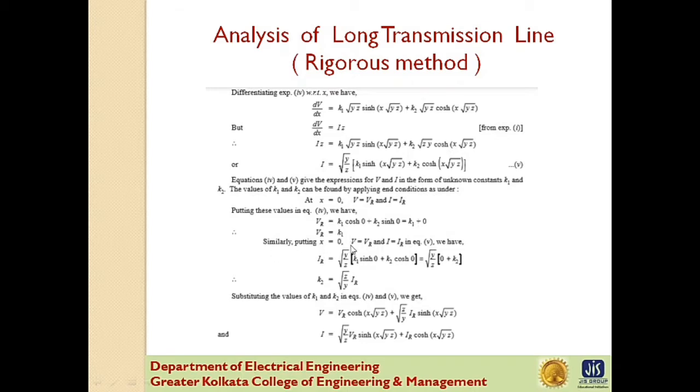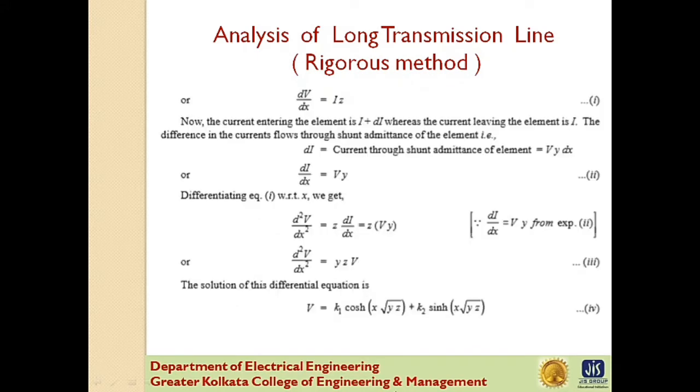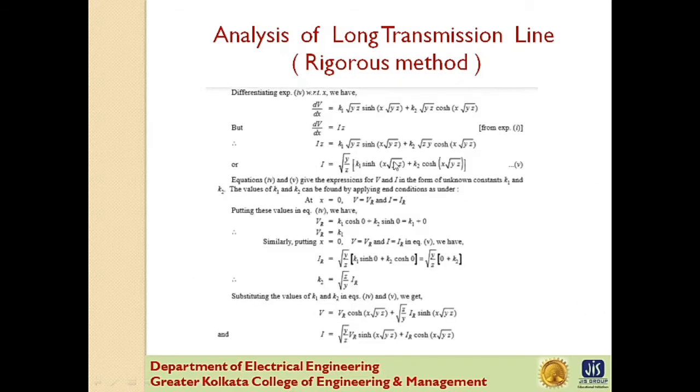Now putting x equals 0, V becomes VR and I becomes IR, so IR equals root over y by z, k1 sinh 0 plus k2 cosh 0, that is equal to root over y by z into k2. Now from this expression k2 is equal to root over z by y into IR. Now put the value of k1, that is VR, and k2, that is root over z by y IR, in equation 4 and in equation 5.